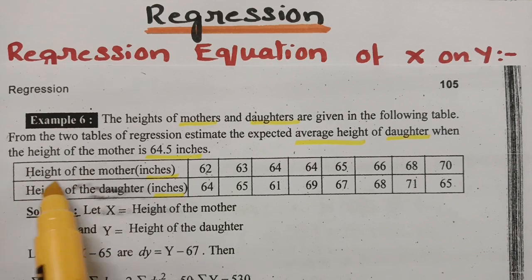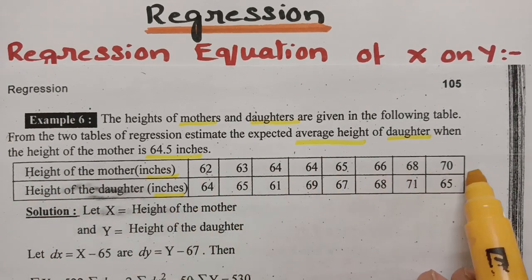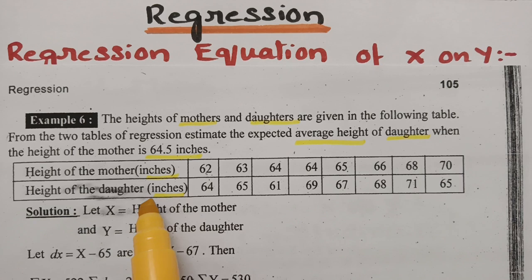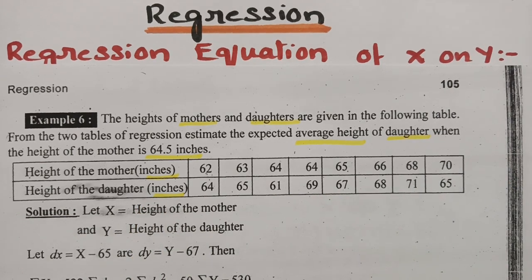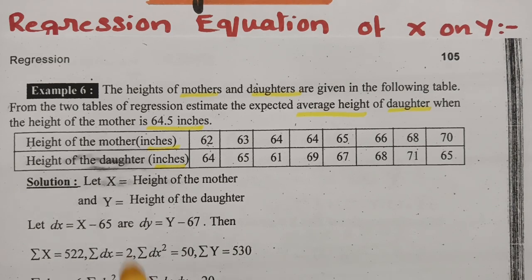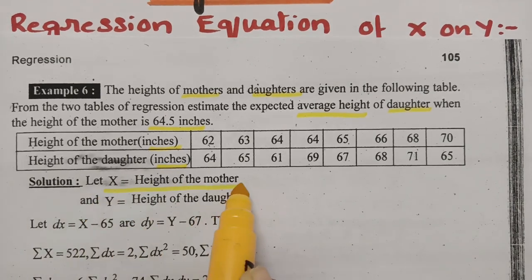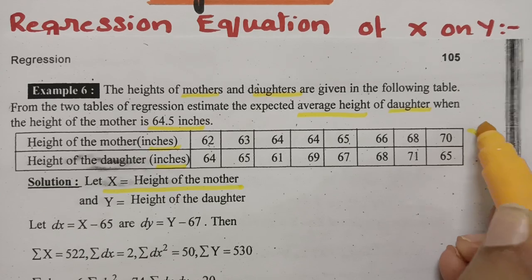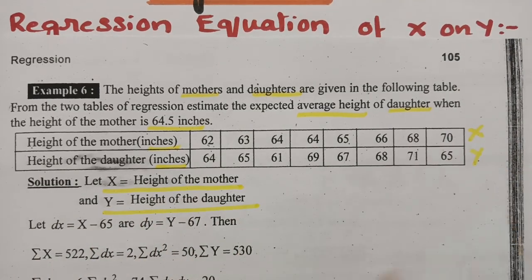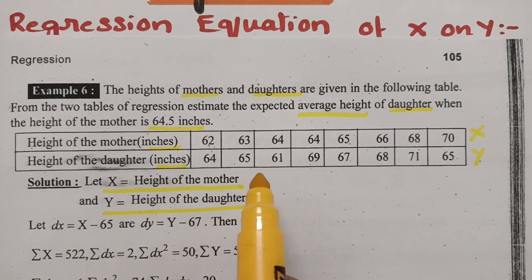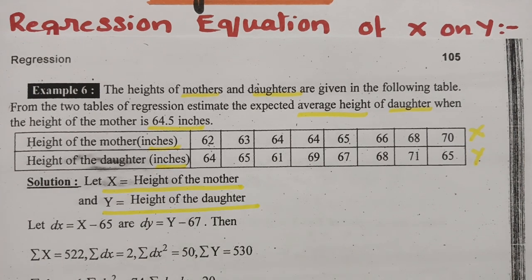Here, the heights of the mothers in inches are given, so these are the x series, and the heights of the daughters are given in inches, which are the y series. See, in the solution here, first of all, we have to take what x is. X is nothing but the height of the mother. And next, y is nothing but the height of the daughter. Clear? And next we have to frame an equation. So here we have to find out the assumed mean. So this is related to the assumed mean.